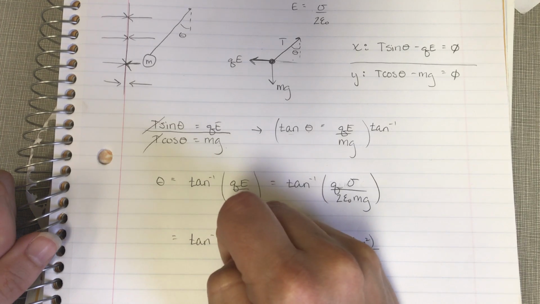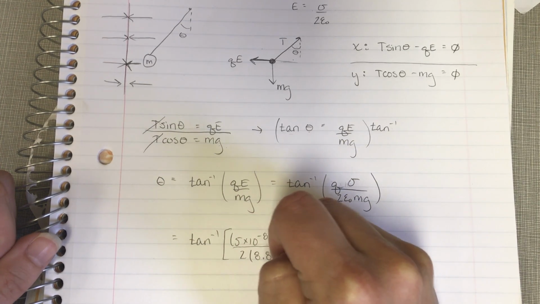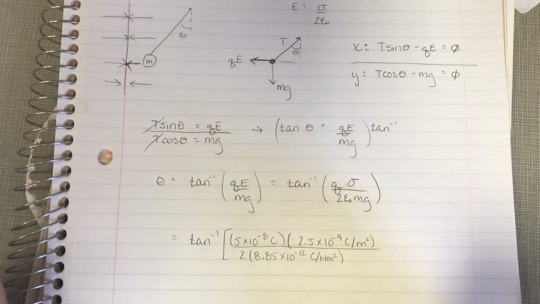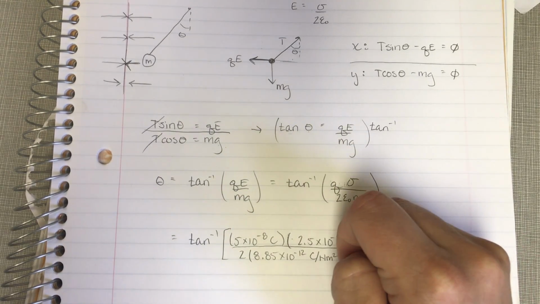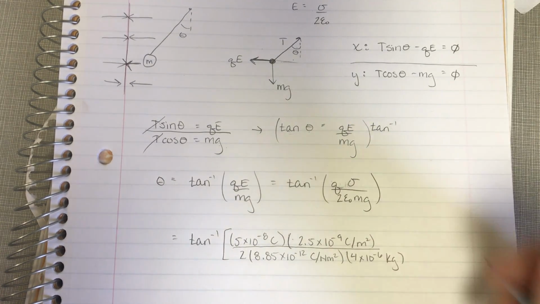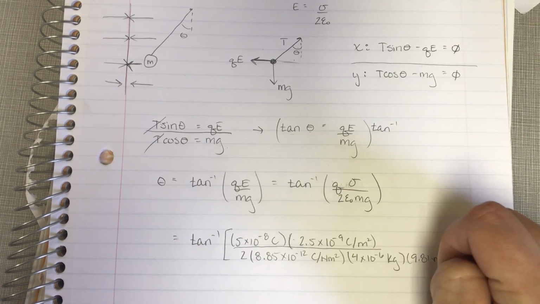Over 2 epsilon naught, where epsilon naught is 8.85 times 10 to the minus 12 coulombs squared per Newton meter squared. Mass is 4 times 10 to the minus 6 kilograms. And g is 9.81 meters per second squared.